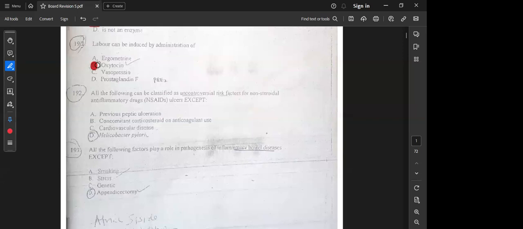Meanwhile, I'll be reading this message from Nugal. It says that ergometrine is used in expulsion of placenta after delivery. That is from Dr. Nugal.